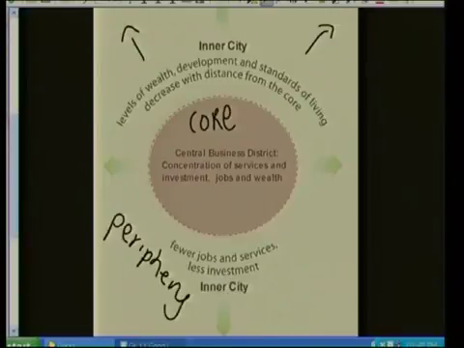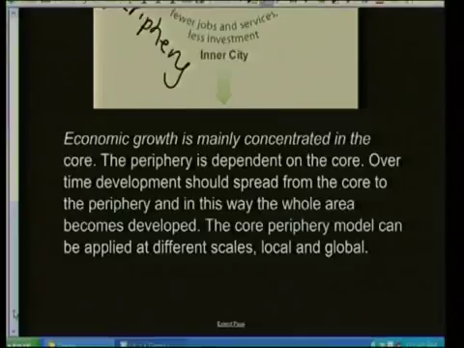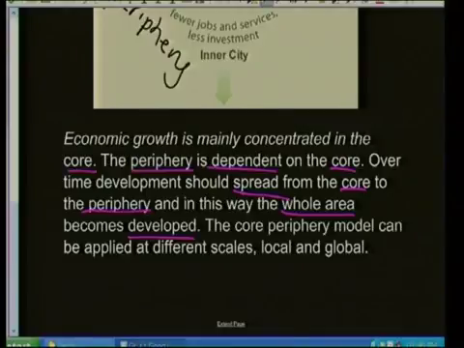Okay, and I've said to you before, please note you will have to probably give the difference between the core and the periphery, and for that you can use your definitions. All right, underneath it says, economic growth is mainly concentrated in the core, okay? The periphery is very dependent on the core. Over time, development should spread from the core out to the periphery, and in this way, the whole area would become developed. So this was their idea, that the development was found within that core, and over time the development would generally spread out to the peripheral areas.